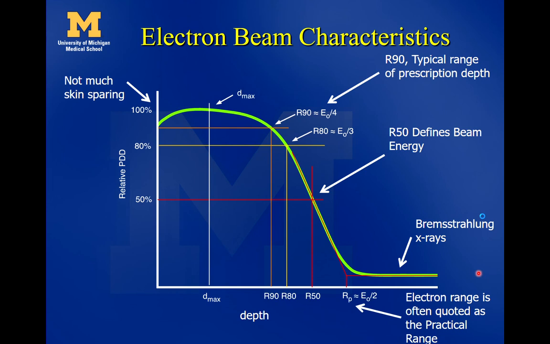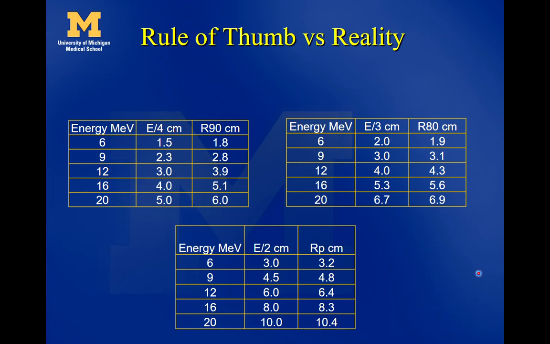So look at this diagram. If you have any questions about it, just let me know. I will answer them. Here's a comparison of the rules of thumb versus reality. So for R90, we have all the beams that we use in our clinic: 6, 9, 12, 16. We don't use 20 anymore. We turned it off. In this column, it's just the simple math, the energy divided by 4. And in this column, I have what our beams actually do. I took the real beam data that physics collects as part of their commissioning and pulled that number out. And you can see that these things don't match up too well for R90.